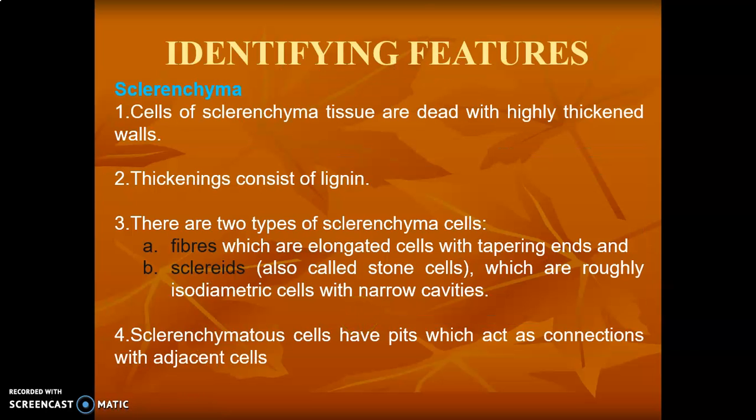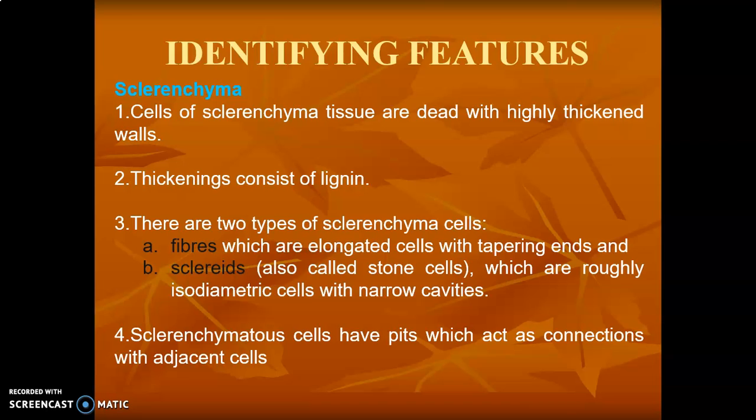The cells of sclerenchyma tissue are dead with highly thickened walls, and that's why they give major strength and mechanical support to a specific plant part. The thickenings consist of lignin. It's a biomolecule which is deposited on the cell wall of the cells of sclerenchyma tissue, and that's why the thickening happens. And there are two types of sclerenchyma, as we discussed earlier.